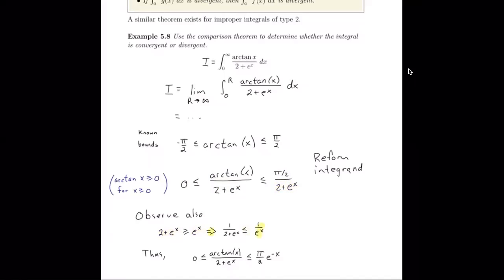Now, if that's the case, I know that this term is less than this term. So then pi over 2 plus e to the x is less than pi over 2 over e to the x. Just multiplying by that factor of pi over 2. And well, 1 over e to the x is e to the negative x. So now I've got a nice clean bound, a nice clean function that I can check to see if its integral from 0 to infinity converges.